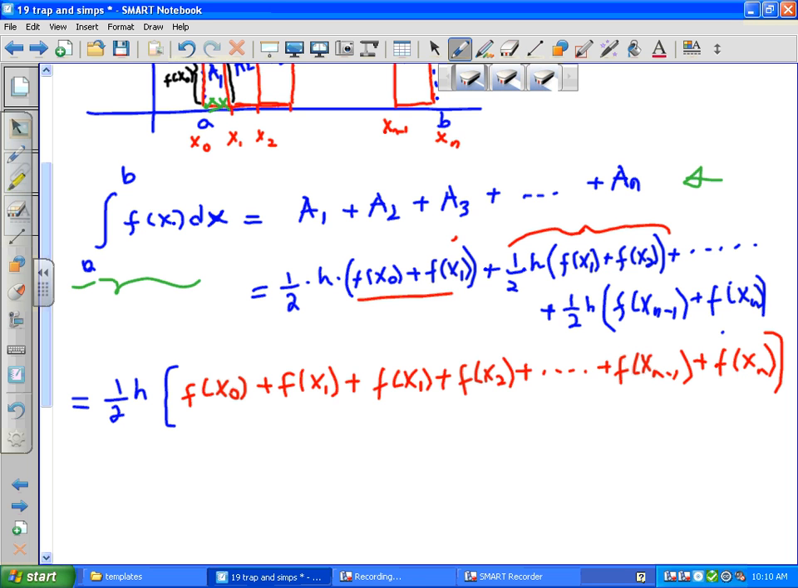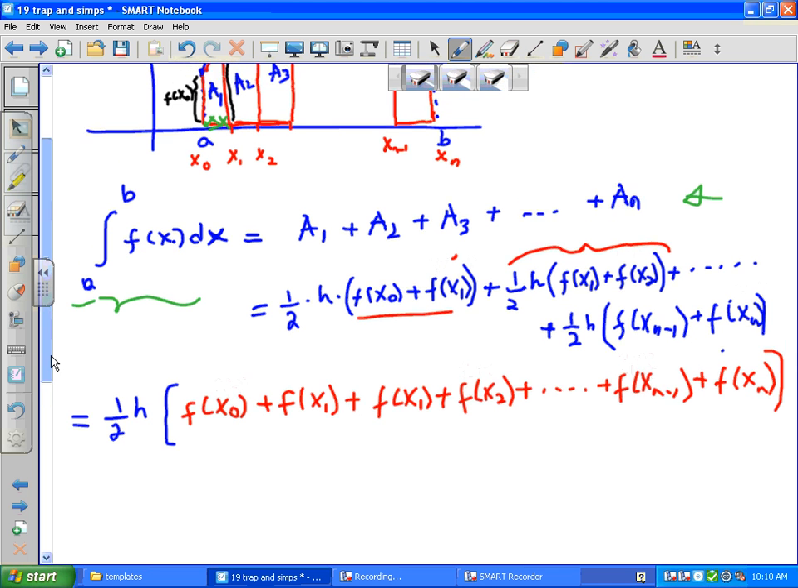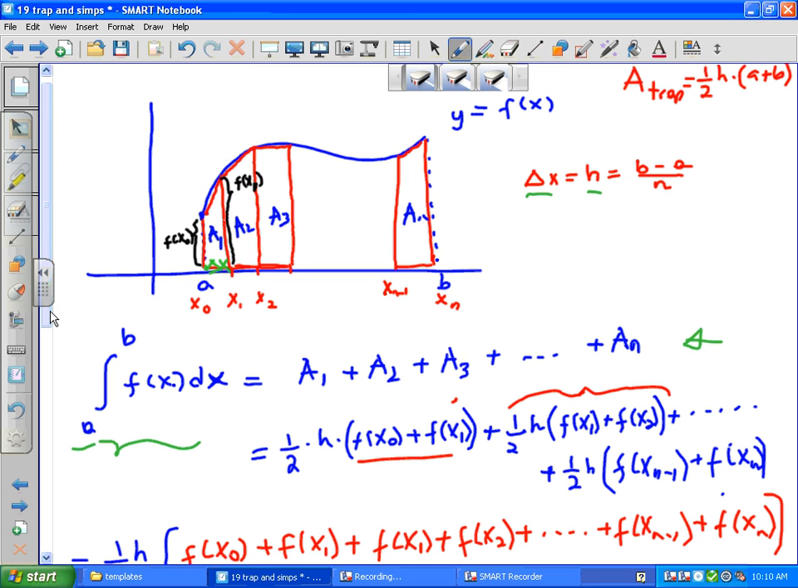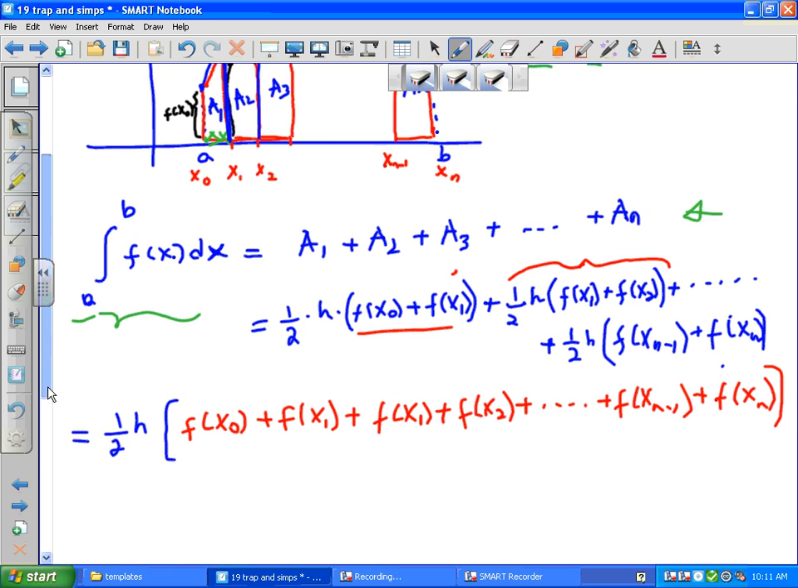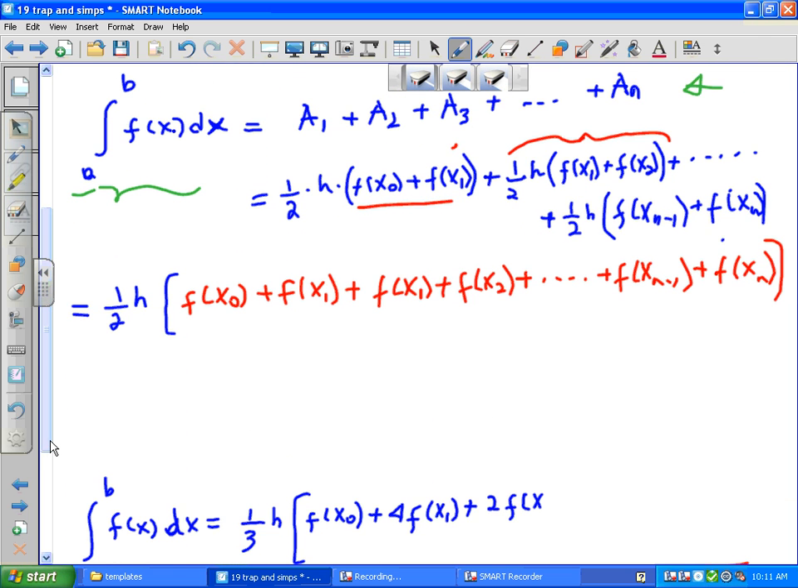Now, do you see that you're going to have two of certain quantities, like f of x sub 1? Why? Because it was the right endpoint of the first trapezoid, and then it was the left endpoint of the second trapezoid, right? Same thing with f of x sub 2, it's the right side of a sub 2, and also the left side of a sub 3. So a lot of the things are going to be simplified.